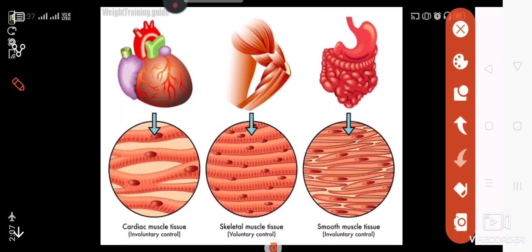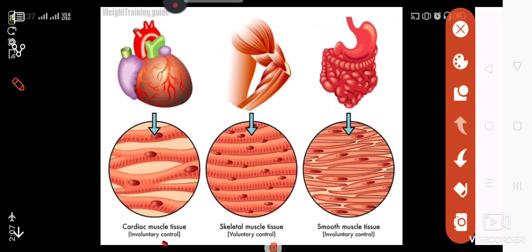So these skeletal muscles or the striated muscles are voluntary in nature. And let us see, cardiac muscles are involuntary in nature, because these are present in the heart, and the heart beats continuously without your wish.